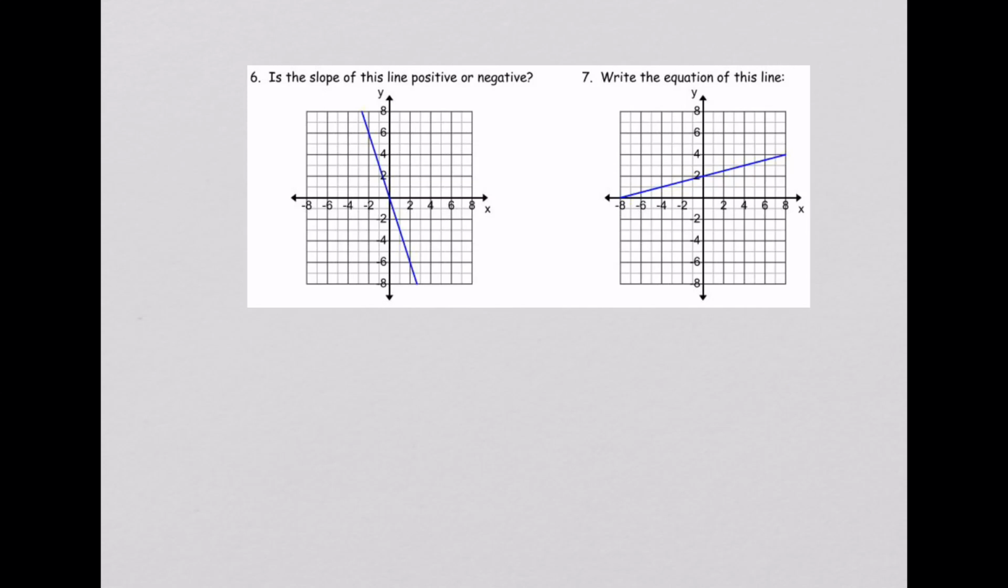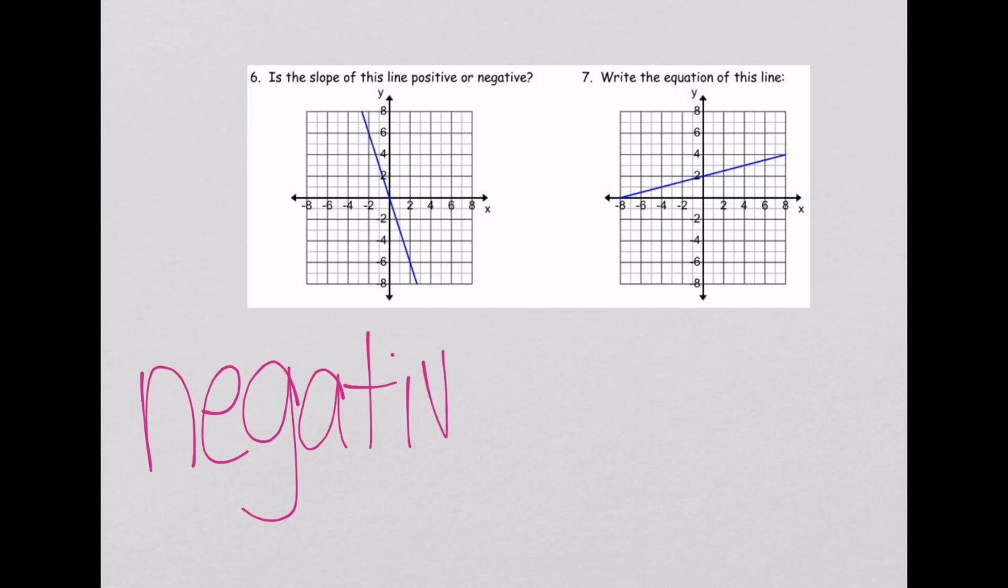Okay, number 6, is the slope of this line positive or negative? It is negative. It is going down from left to right. You've got to be able to know by looking at it. Is it going up or down? Well, this is going down because if there was a little roller coaster on here, then it would be going down. We're talking left to right, just like you read a book. That guy is going down. Yay! And having fun. So that is negative. The slope is negative. It's going down.